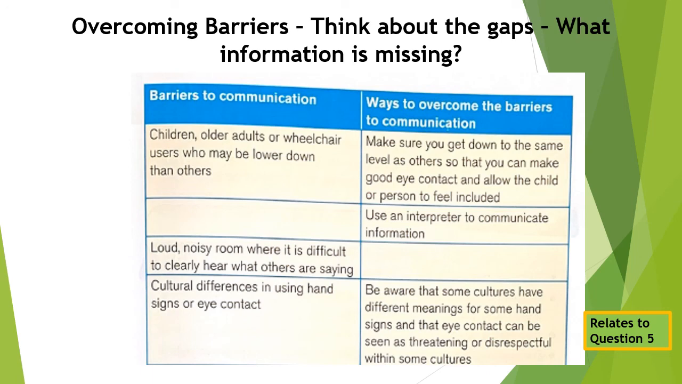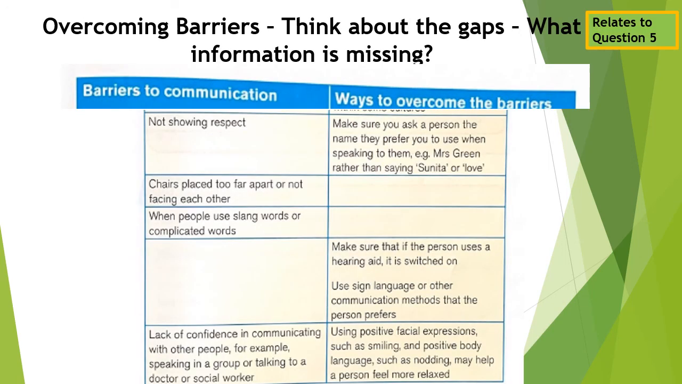Now on the next one we've got the missing box to the barrier, so you've got to think about what that barrier could be. The way to overcome that barrier is to use an interpreter to communicate information. So we'll do this one together and then I'll let you have a look at the others yourself. So the barrier to communication, if we need to use an interpreter to communicate, it could be a language barrier, that somebody doesn't speak English as their first language, so we'll use an interpreter to communicate the information. So have a look at this slide with the other blanks and the next one and fill in the missing gaps.